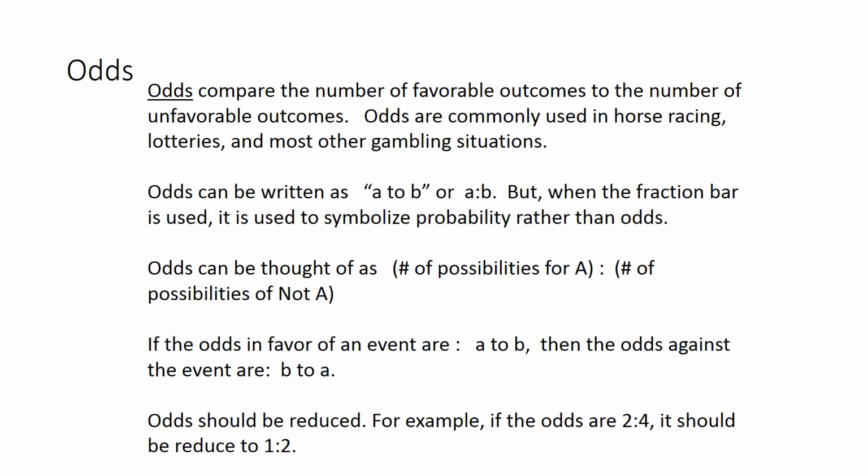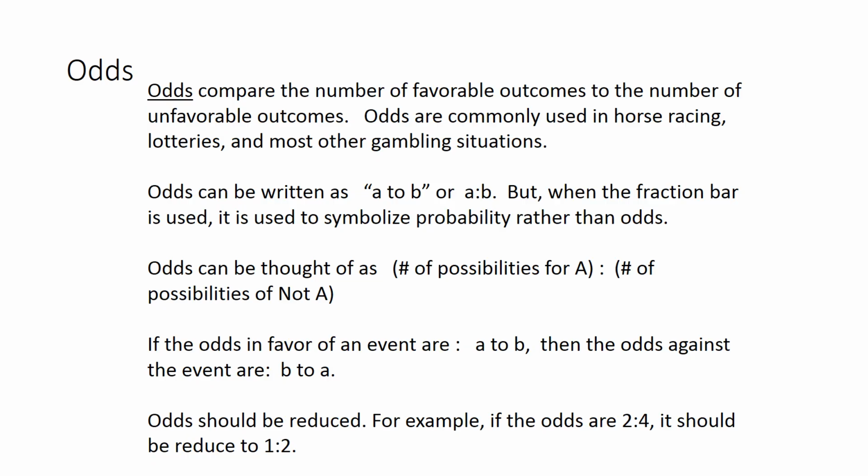This is a second recording for section 11.6. We are now going to look at odds. Odds compare the number of favorable outcomes to the number of unfavorable outcomes. Odds are commonly used in horse racing, lotteries, and most other gambling situations.